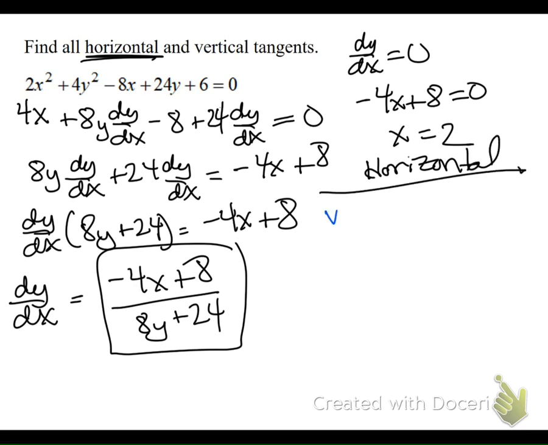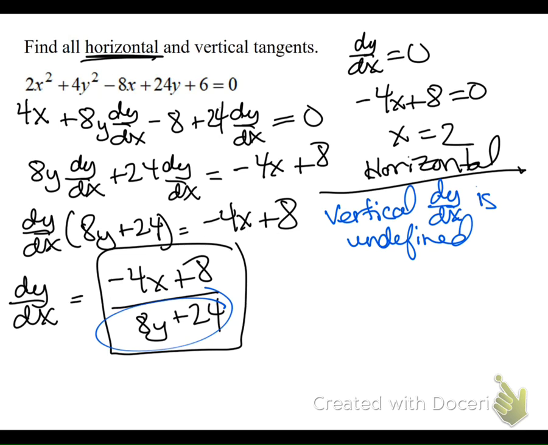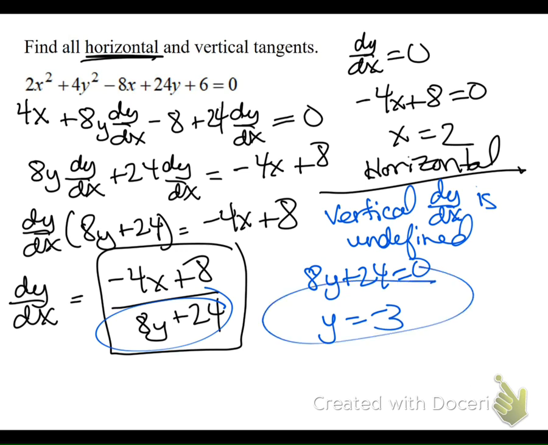Vertical tangent. That's when the derivative is undefined. Well, the derivative is undefined when the denominator is 0. Okay, if you solve that, you get y is negative 3. So that's where you have your vertical tangent. Okay, and you can leave it like that. You don't have to find the coordinates like we did in some of the other ones. Just leave it like that. That's fine. You get the main idea.